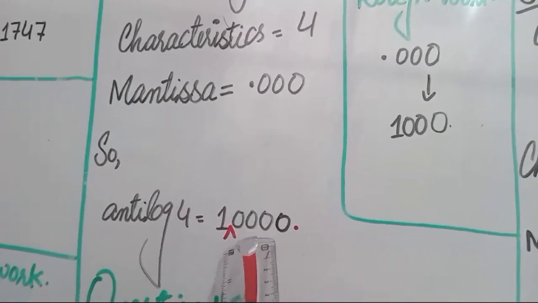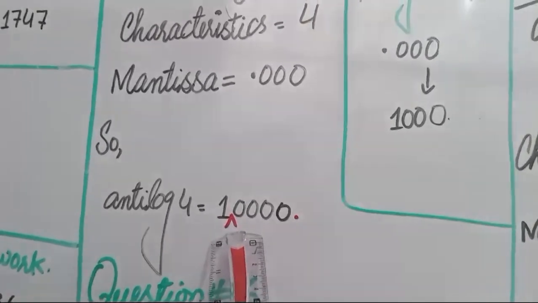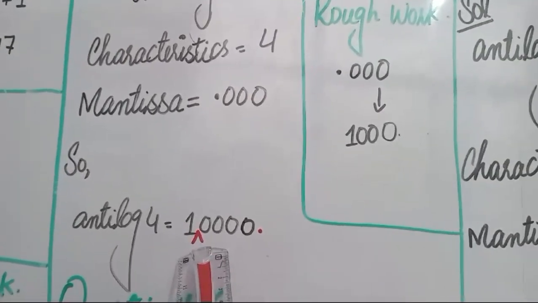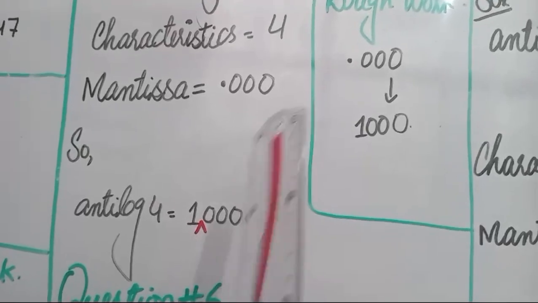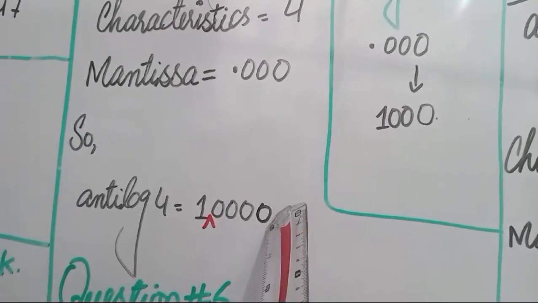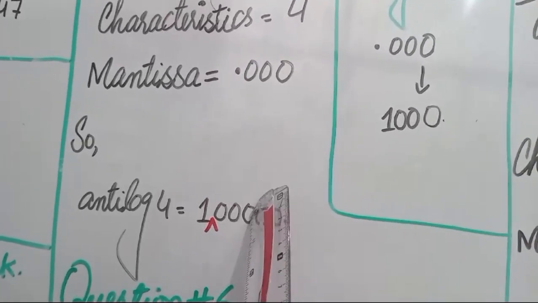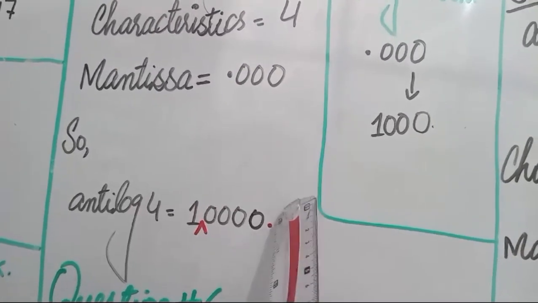As we know, our decimal point is always placed after the reference point according to the characteristic, and our characteristic is 4. So we will place our point after 4 digits of the reference point. This is our reference point. We will count 1, 2, 3, and we will add one more 0, and after that we will place the point.